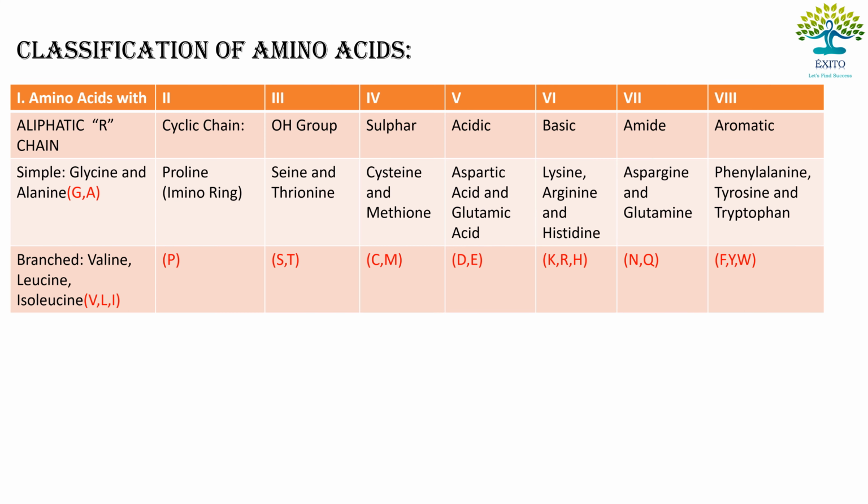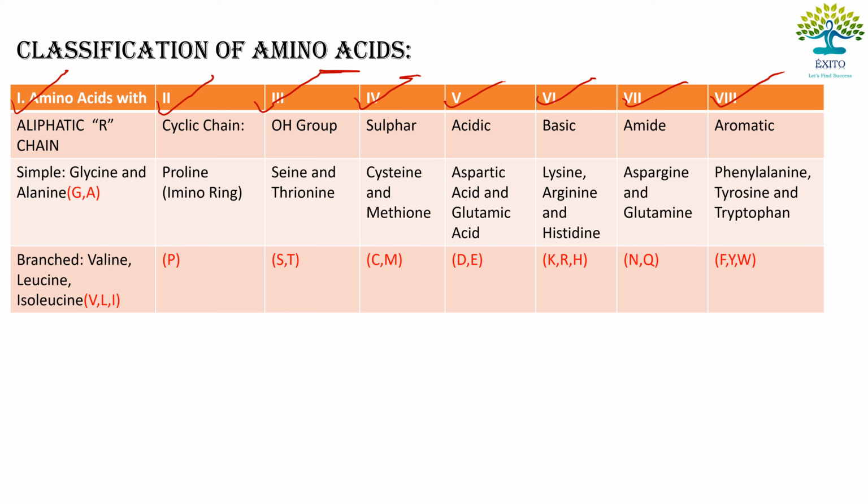So in this page you can see classification of amino acids. What is given over here? Friends, you might know that amino acids are classified into different groups to understand and learn, because each and every amino acid shows different properties. Here, there are 8 categories made: number 1, 2, 3, 4, 5, 6, 7, 8.